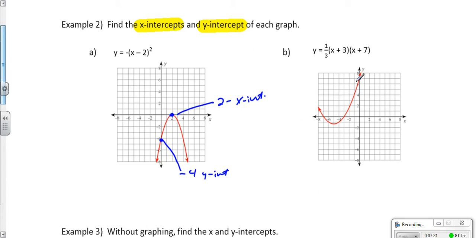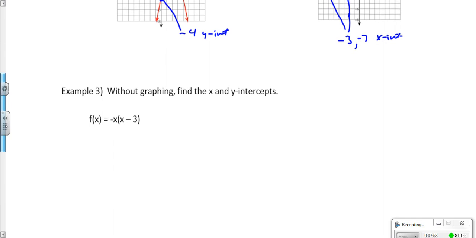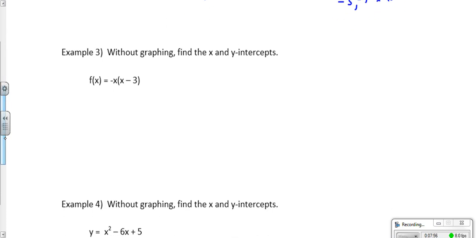Next one, we have two x-intercepts. We have, that looks like negative 3, and we have negative 7. So two different x-intercepts. Up here is our y-intercept. Looks like positive 7. And that's being able to tell from the graph, which is pretty nice. Now without graphing, how do you get those answers?